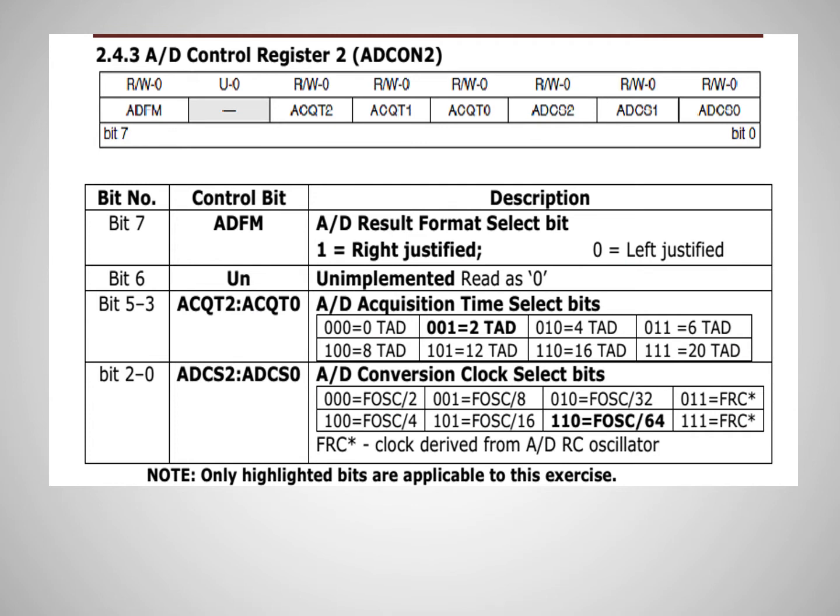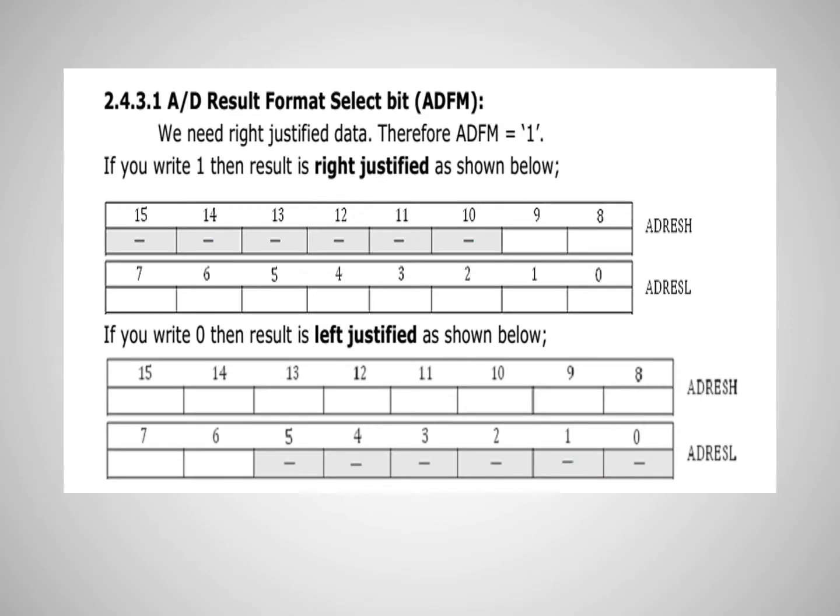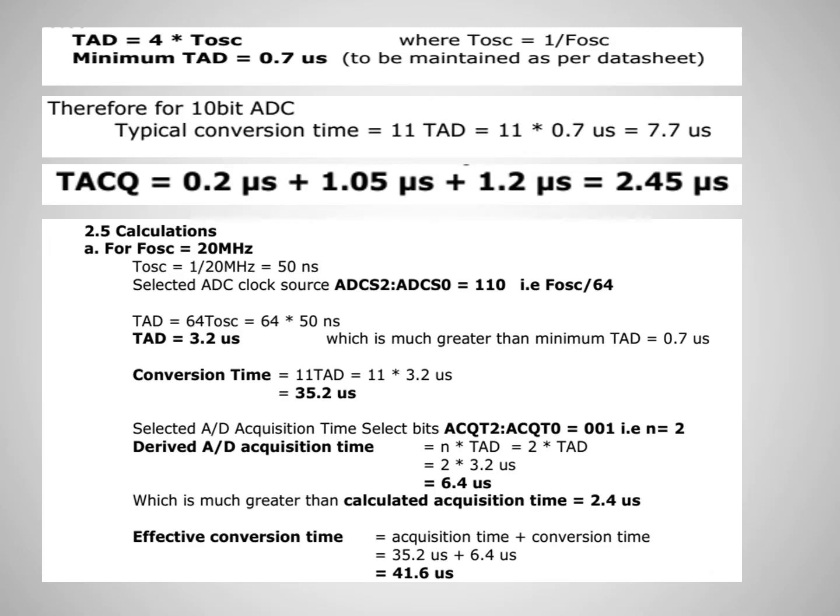and this is your ADCON 2, where the ADFM bit is there, and some extra things are there about acquisition time in PIC 18F4550. This ADFM is for right justified and left justified. This is how the ADFM looks for left justified and right justified. And this is the calculation for the acquisition time.